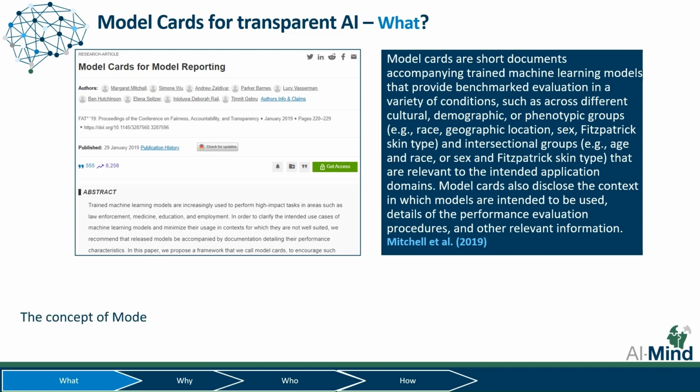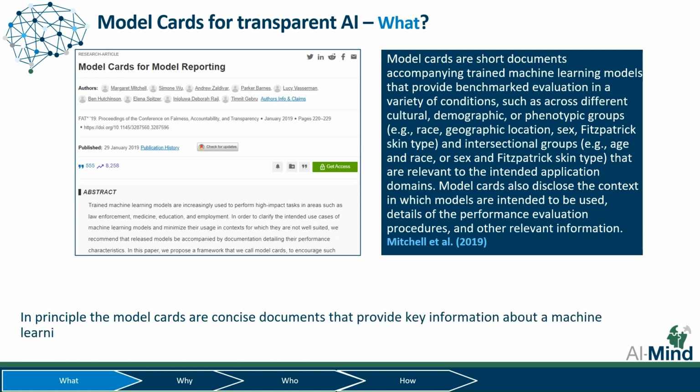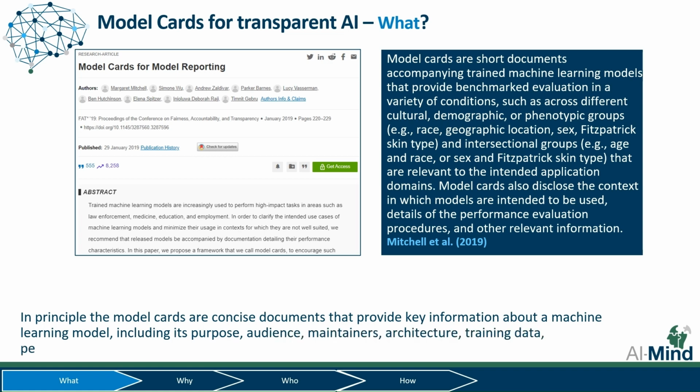The concept of model cards was initially introduced by Mitchell et al. in their 2019 research paper. In principle, the model cards are concise documents that provide key information about the machine learning model, including its purpose, audience, maintainers, architecture, training data, performance metrics, limitations, and risk mitigation opportunities.